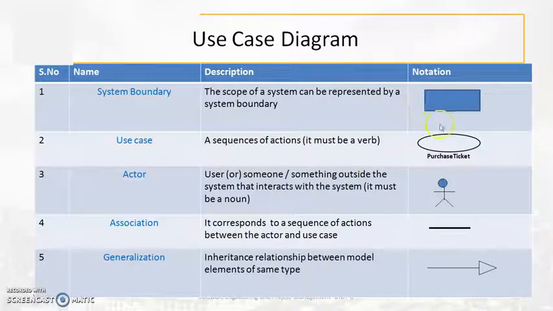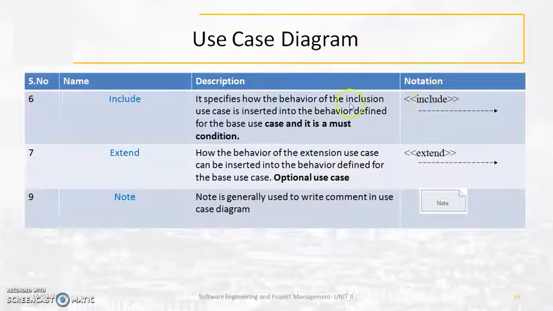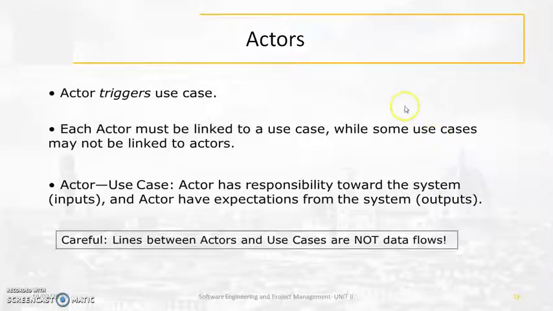So these are the notations used in the use case diagram. This is the system boundary diagram. These are called use cases. This is called actors, who are going to play some role in a system. Association is nothing but the interactions between actors and the use cases. Generalization is a type of inheritance. Include, if one particular use case interacts with another use case, and this is a must type of condition. Extend means an optional use case with interactions of one use case with another use case. Note is a comment part shown using a note. So actors are triggering use cases.